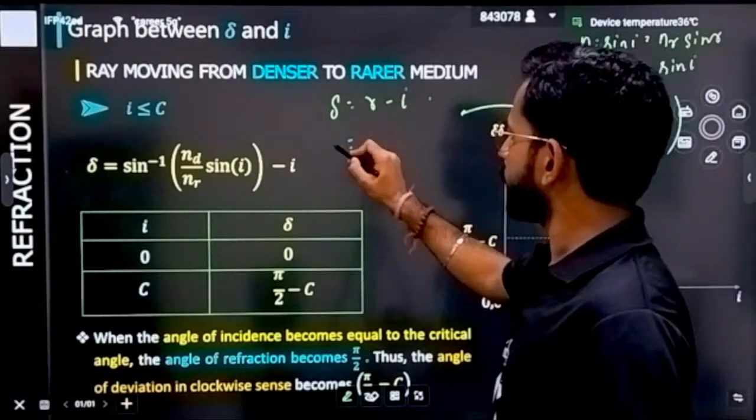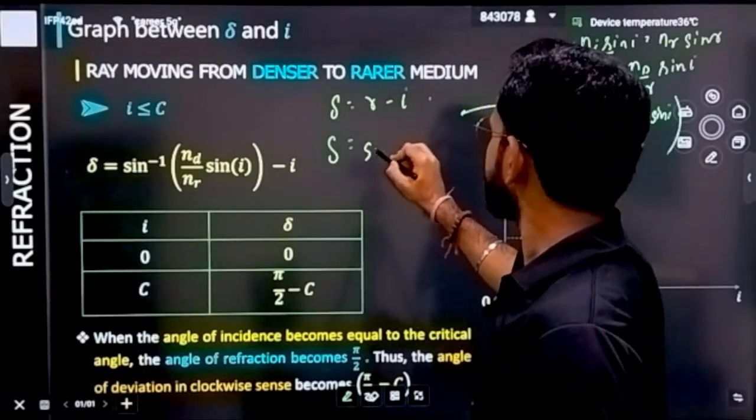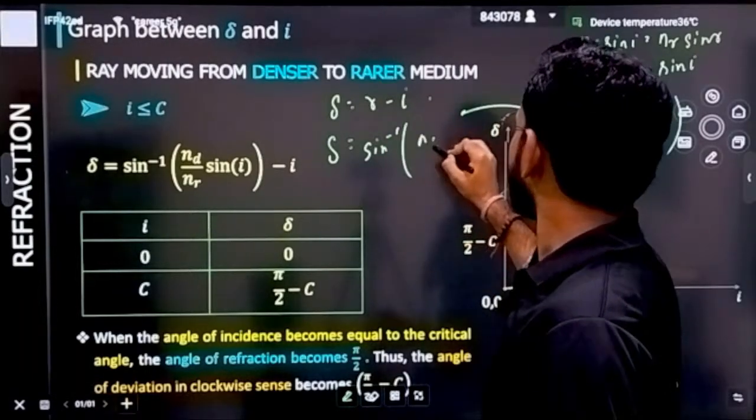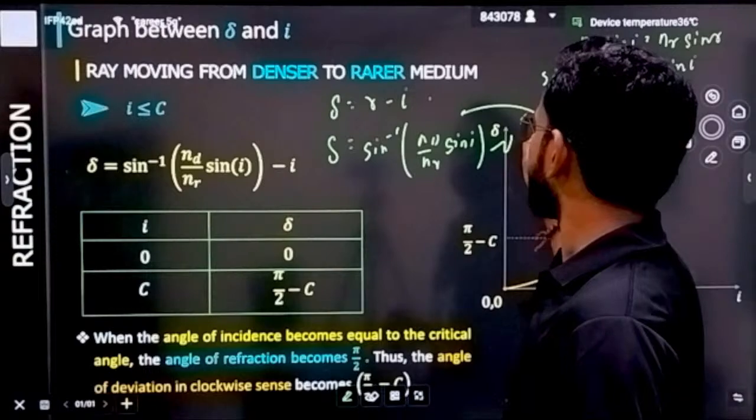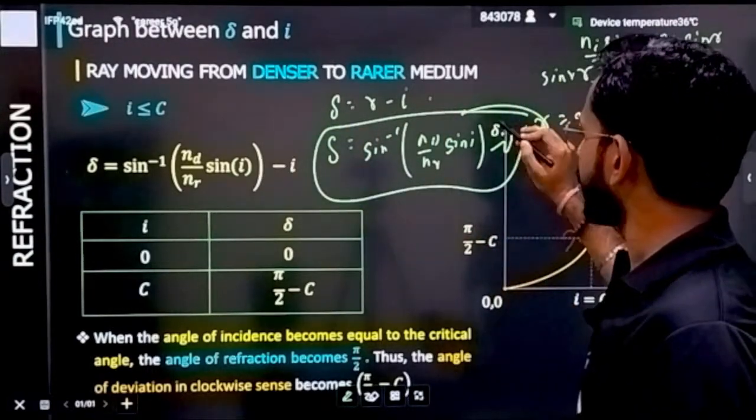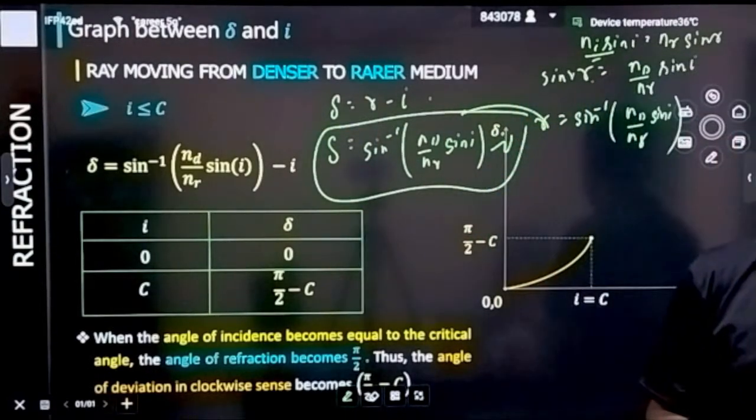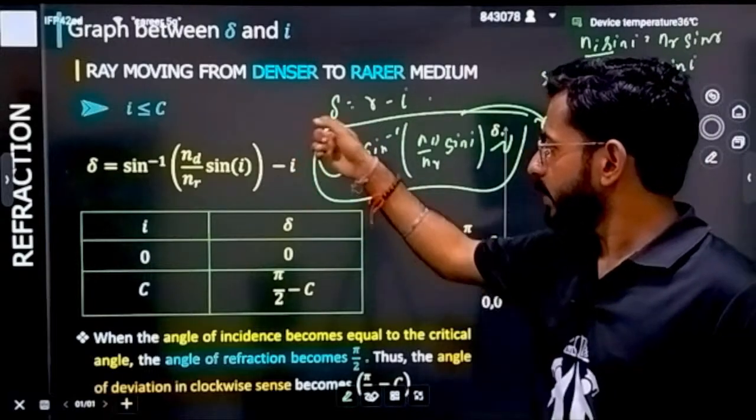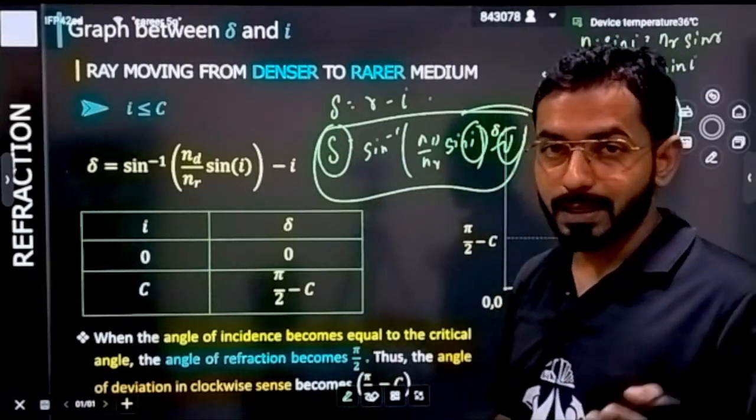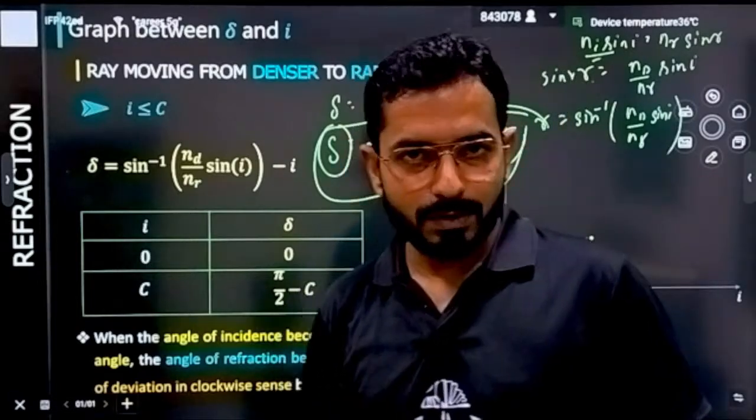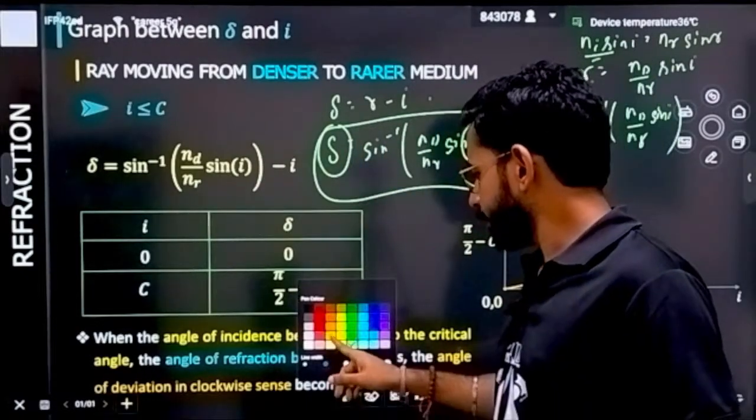So now substitute this. You will be writing deviation is equal to sine inverse of N of denser medium divided by N of rarer medium sine of i, minus i. This is the equation that you will be having. And what is the plot? What is the curve that you have to plot? You have to plot a curve between deviation and i, here also i, and here also i inside the sine inverse. So it is a very complicated kind of curve.